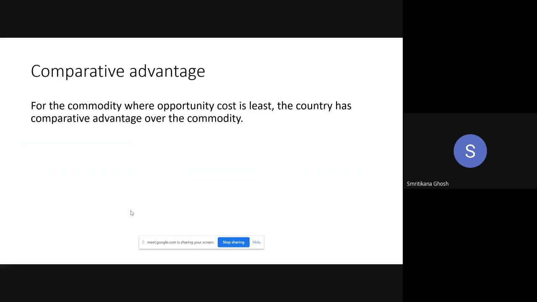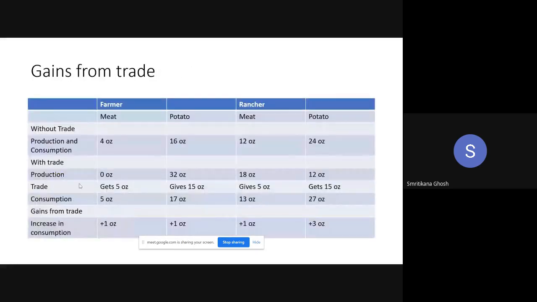Okay. And if there is trade, then what happens? He is giving 15 ounces of potato to the rancher, and in exchange of that he is getting 5 ounces of meat. So what is the opportunity cost of meat there? 3 ounces. He is giving 15 and he is getting 5. So 5 is equivalent to 15. That means, is it clear to you?